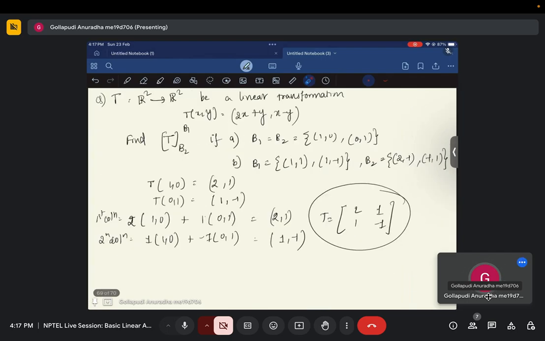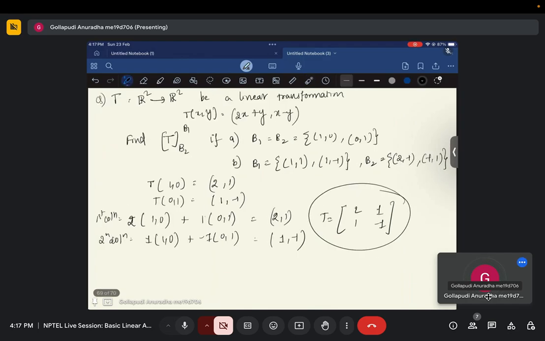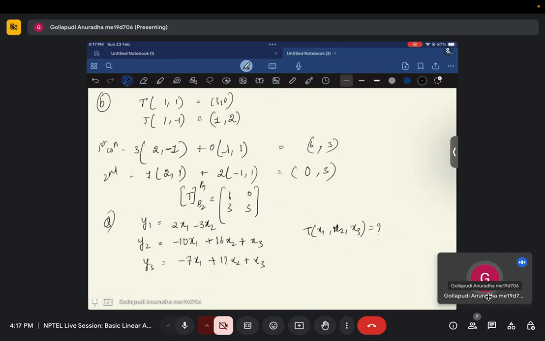What is the basis? I wrote (2, -1). No, that you cannot do. I think I made a calculation mistake. Yeah, (2, -1) and then (-1, 1). Yes, I think this calculation mistake I made here. Okay, so it will be 6, minus 3. Still, it is not right.